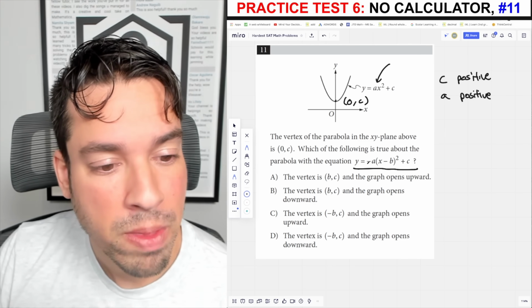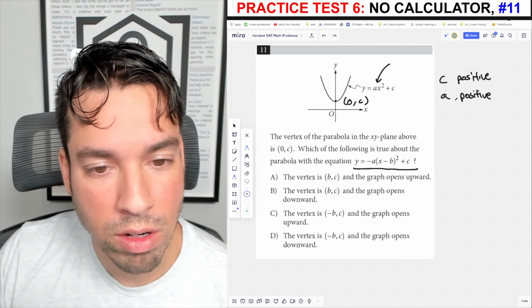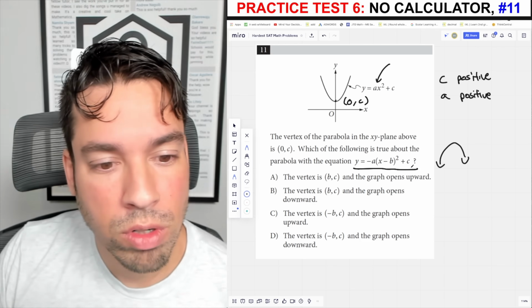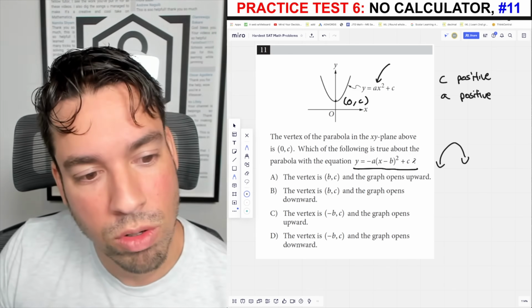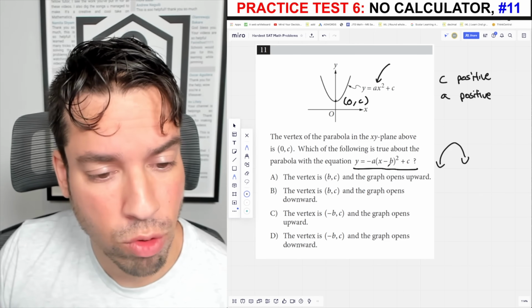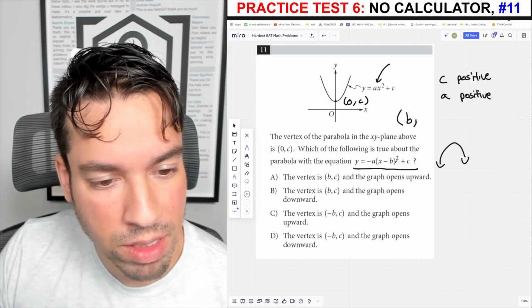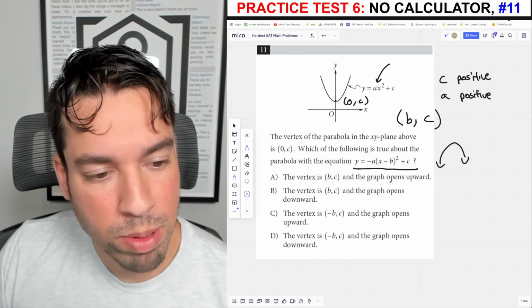So now in this case, that a term, because there's a negative there and it was positive, is negative. So this thing is going down. I also know that it still is going to have a positive y-intercept because that's the c, and we don't know anything about b. The last thing to note is that this is in vertex form, so I want to say that the vertex is b, because it's the opposite of this, comma, c. Great. So the vertex is (b, c) and the graph opens upwards.